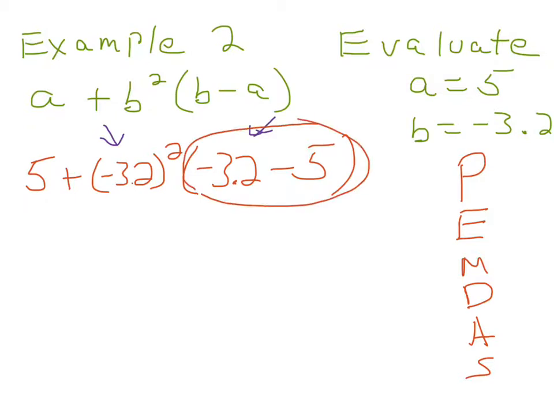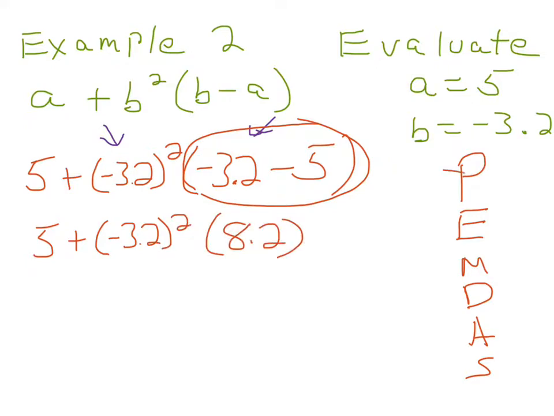So parentheses, negative 3.2 minus 5 is going to be a value negative 8.2. So we can write this out. 5 plus negative 3.2 squared times negative 8.2. Okay, so the parentheses step is completed. Now we're going to go ahead and take care of our exponents. So in this problem, we do have exponents. We have negative 3.2 squared.